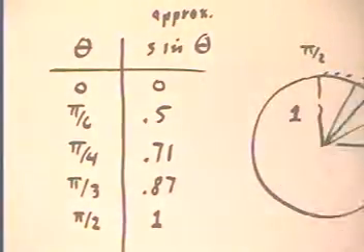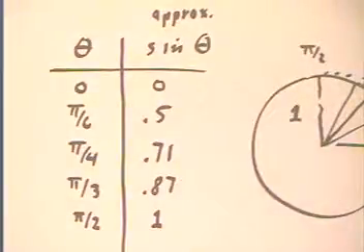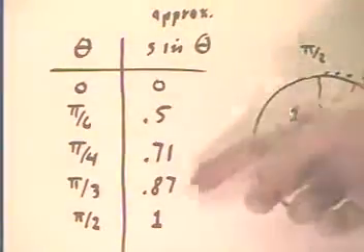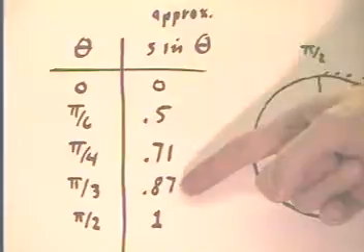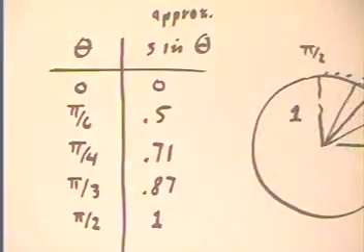Square root of 3 over 2 is exact. 0.71 is a decimal approximation. Pi over 3 has a sine of 0.87, and we haven't seen that. We'll look at that maybe later. But we can get that by the Pythagorean theorem and the fact that the sine of pi over 6 is 0.5. And that's pretty easy to do, actually.